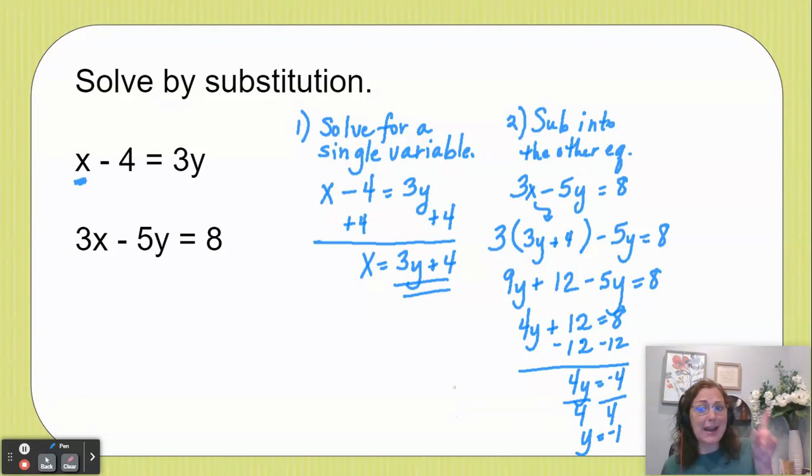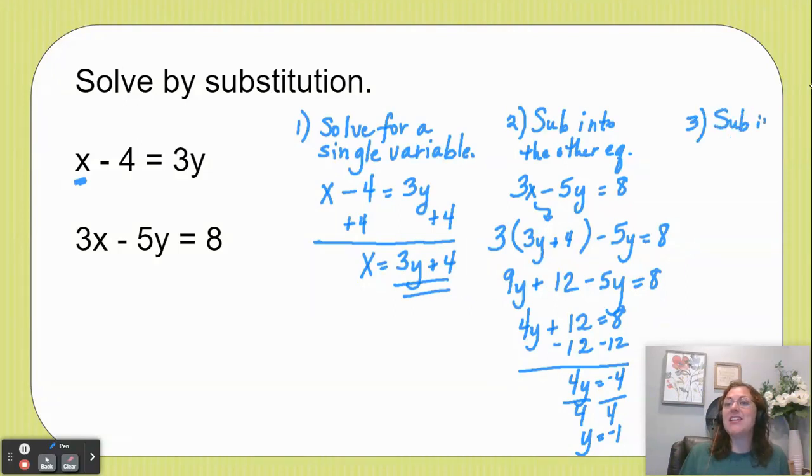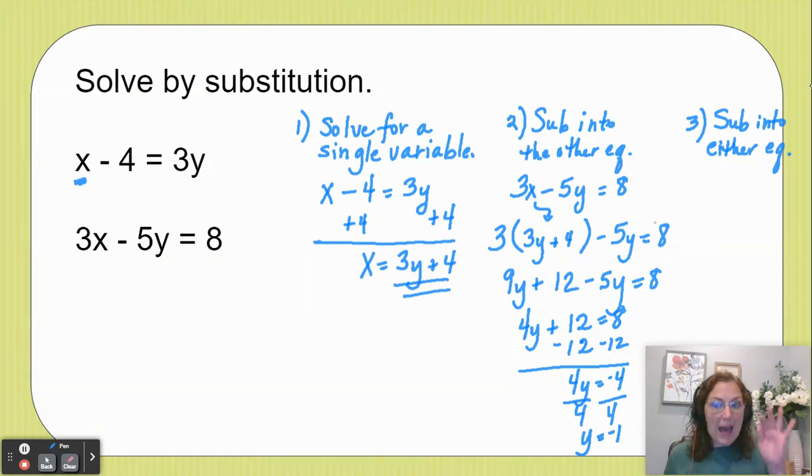Remember, our equations had x and y in them. And now we know what y is. We just need to go figure out what x is. So step 3 is substitute into either equation. So this is where you get to choose. It doesn't matter which one you want to use. I would give you a hint. Choose the easiest equation, which I don't know about you, but that first equation looks to be the easiest.